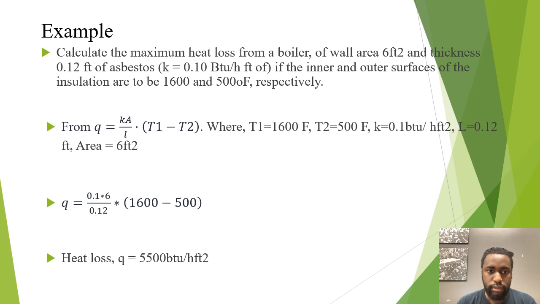Here we calculate the maximum heat loss from a boiler of wall area 6 feet square and thickness of 0.12 feet, insulated with asbestos. The thermal conductivity is 0.1 BTU per hour foot degree Fahrenheit. If the internal and outer surfaces of the insulation are assumed to be 1600 and 500 degrees Fahrenheit respectively, we tabulate all these values and the heat loss is given as 5500 BTU per hour per square foot.